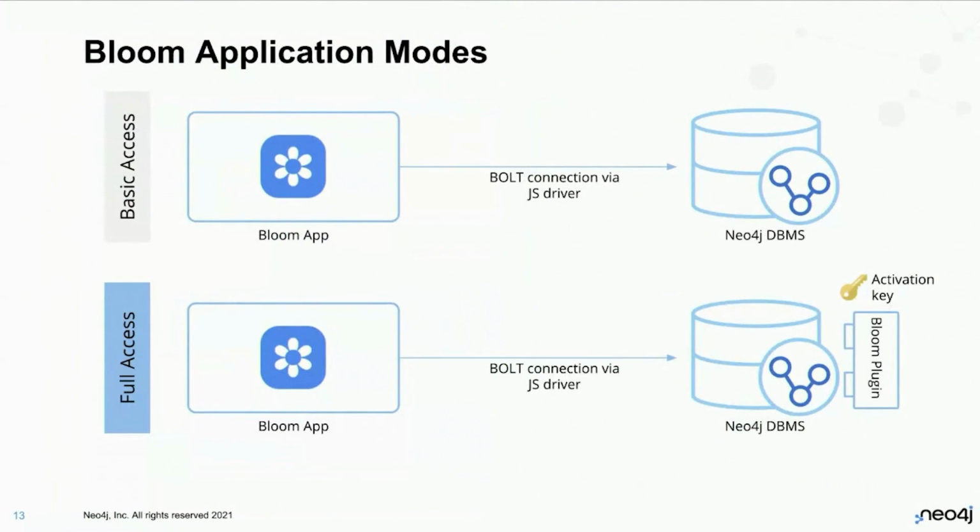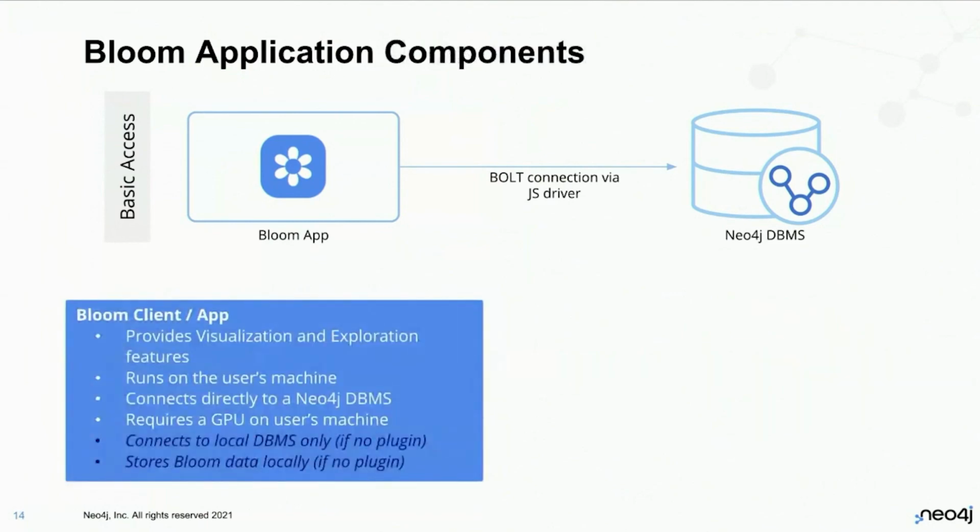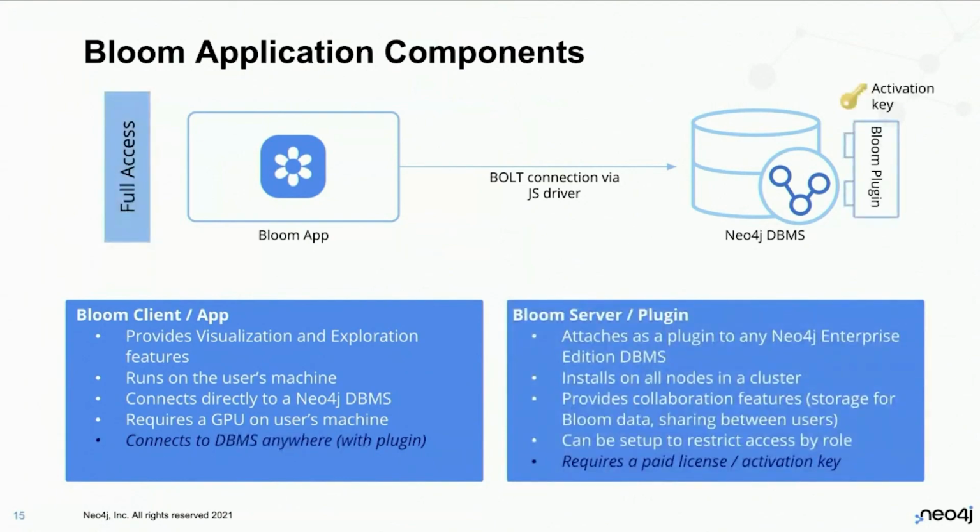Bloom has a couple of different application modes available to it. There's basic access, which is without the server component, that essentially gives you access to local databases and running visualizations on top, like running Bloom inside of Neo4j Desktop. I'll talk about that in a second. But essentially, it gives you all the visualization power on local databases and stores things locally. These perspectives are stored locally. But if you really want collaboration and sharing with other people and accessing servers for Neo4j, you need that full access. You need that Bloom plugin.